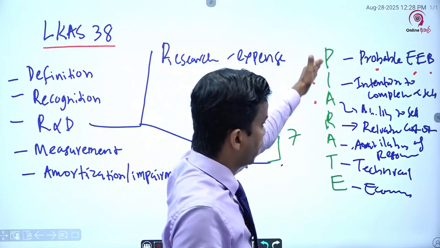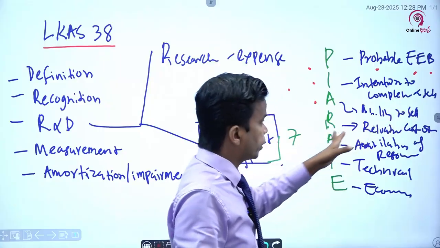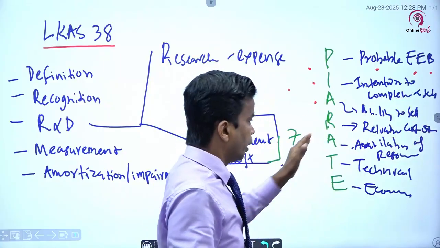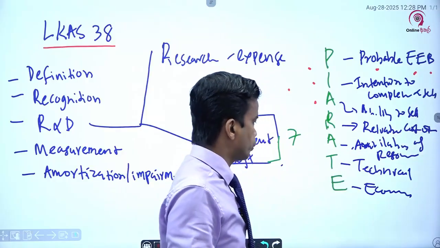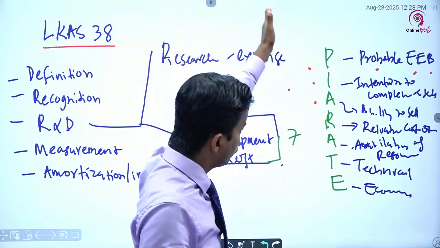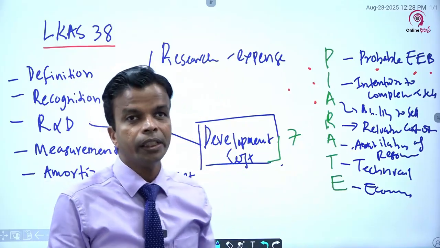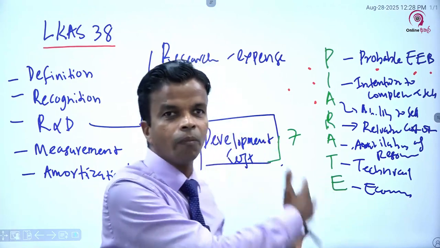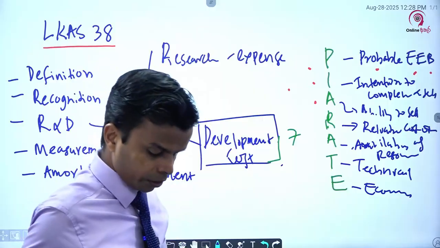So if I may recap: probable future economic benefits, intention to complete and sell, ability to sell, reliable cost estimation, availability of resources, technically feasible and economically feasible. If you fulfill all these criteria, then development cost can be capitalized. Why am I stressing this? Under this standard, this is the most important area, right? The rest of the things are very much straightforward.